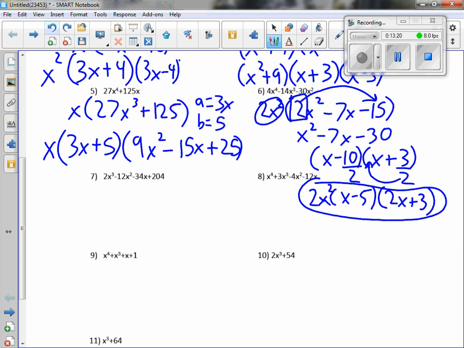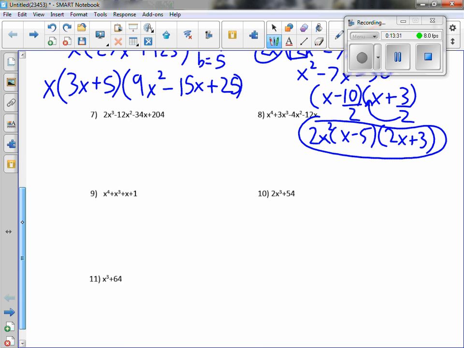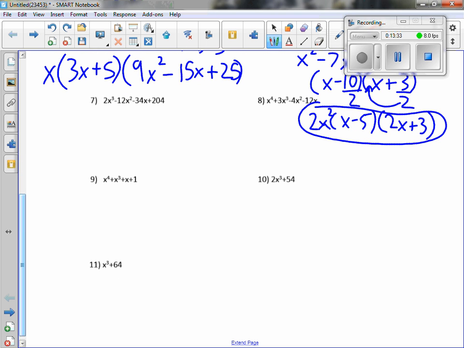I want you to make sure you got this down because this is one that I will have to erase in a minute for the sake of making room to do number 8. But first, let's do number 7. Step 1, as per usual, greatest common factor. Is there one? Yes, there is. They all divide by 2. So I'm going to factor that 2 out.